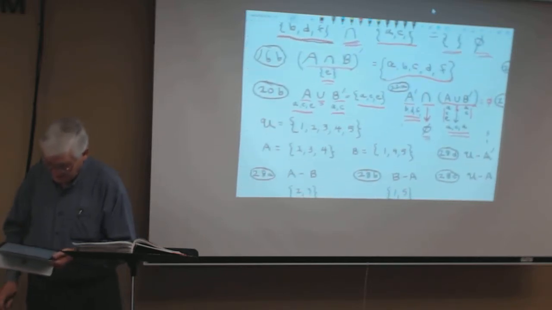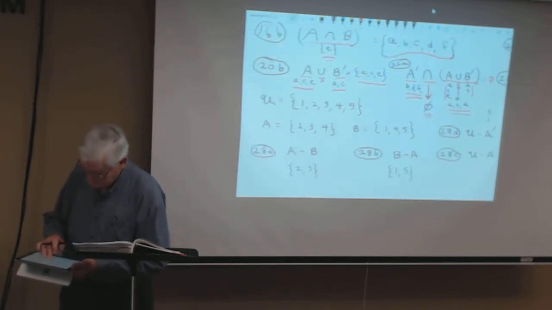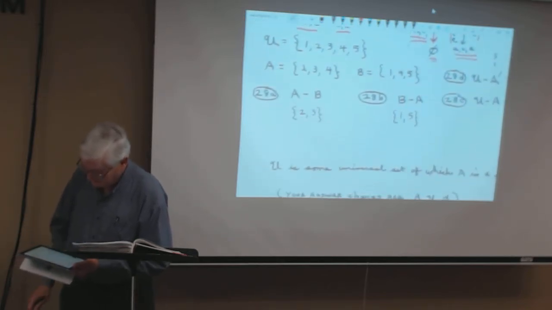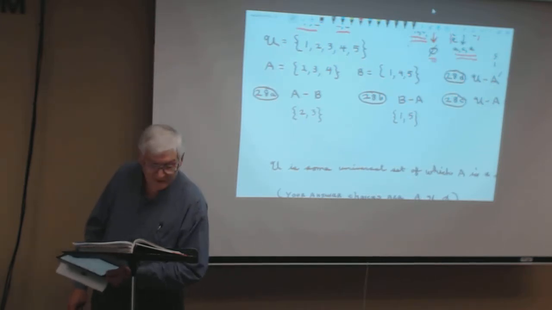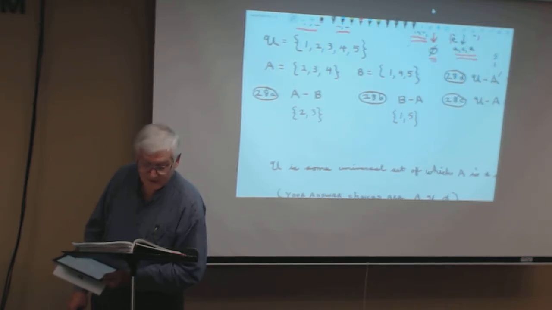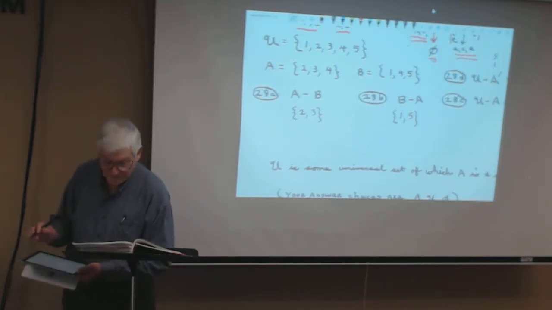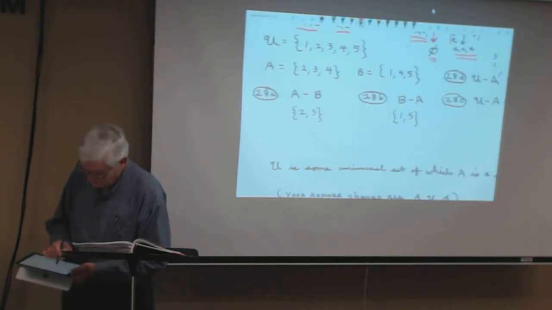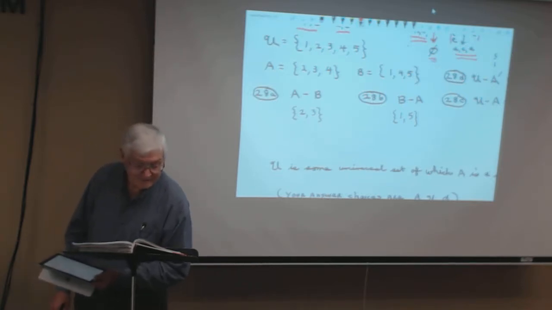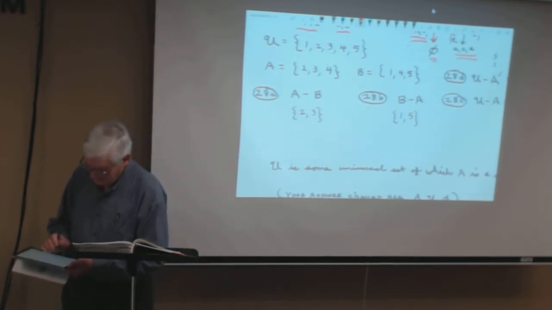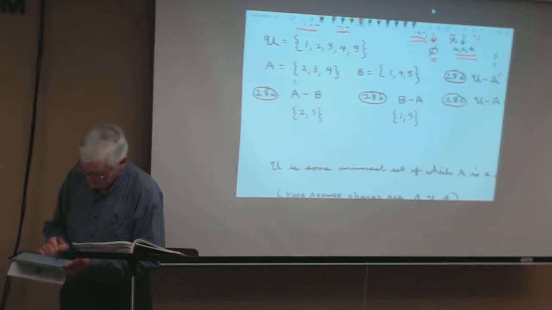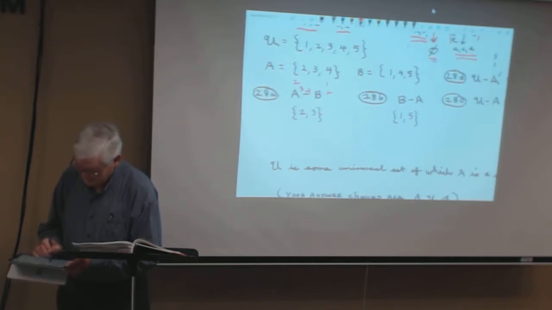All right, we're down to 28. And problem, let's screen this up here so you don't see all that junk anymore. 28 talks about another universe. Problems 27 and 28. The universe is 1, 2, 3, 4, 5. A is 2, 3, 4, and B is 1, 4, 5. So what's 28A? A minus B. What's A? 2, 3, 4. What's B? 1, 4, 5.